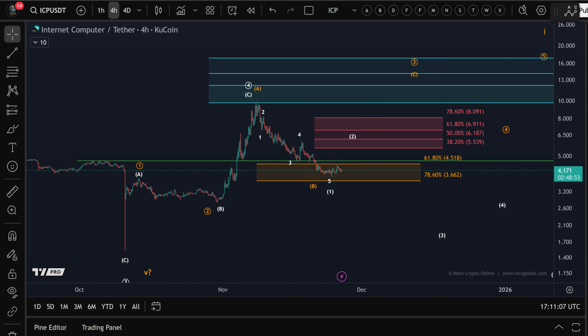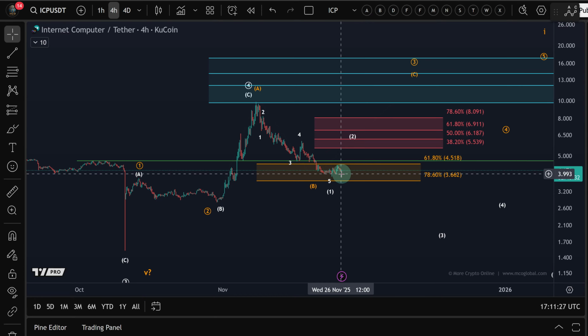The market remains weak. Price is currently navigating this micro support zone between $3.66 and $4.52. This is our standard support zone that we have been watching, but I don't see it as a very strong support area for various reasons that we discussed in previous updates.